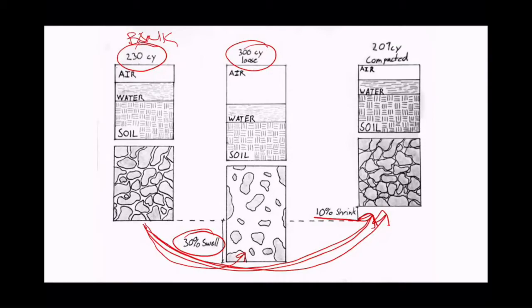There are all kinds of ways where the compacted value may be smaller than the bank volume. Maybe it's a sand dune or something like that where you brought the soil from, and Mother Nature doesn't compact the sand dune that well. It's pretty loose, and we can compact it tighter behind our retaining wall. So in this case, our answer is going to be 207, and let's see how we got that.